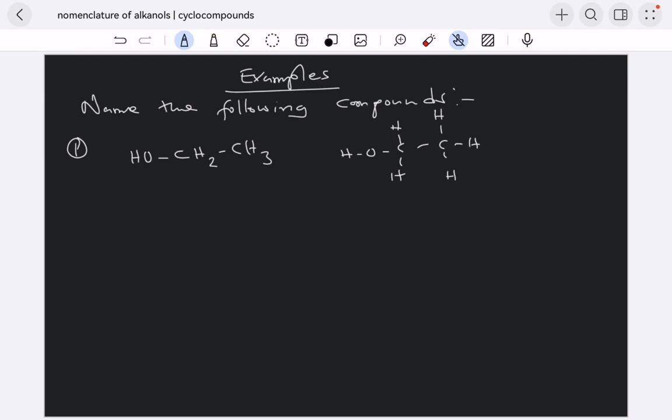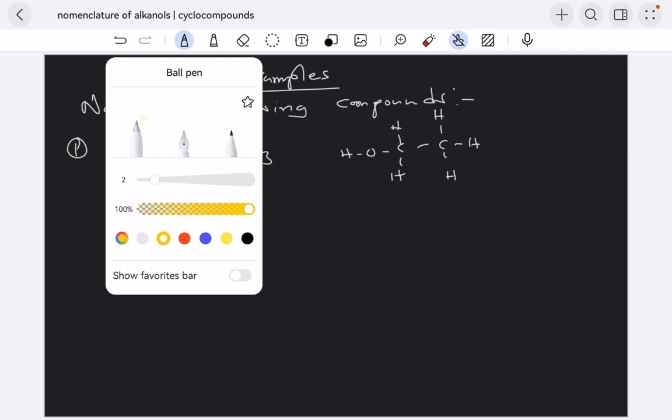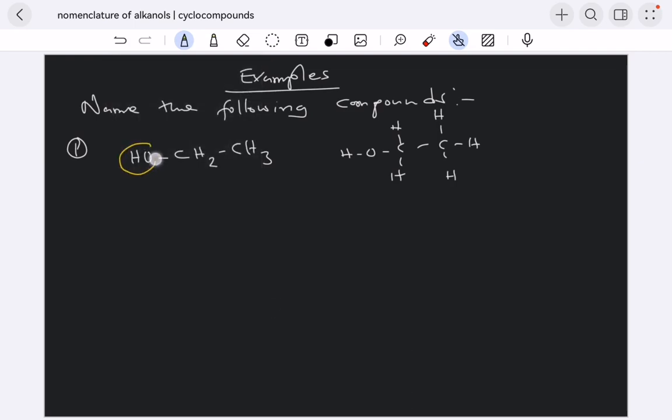right? So to name this particular compound, what is important is to recognize the presence of the functional group, which is the OH. So the counting should start from where the functional group is. So the correct counting will be 1, 2. Therefore, when we consider the functional group, we'll say 1, then we can look at the longest chain. In this case, we have 2 carbons, which means eth, and this will be called 1-ethanol.